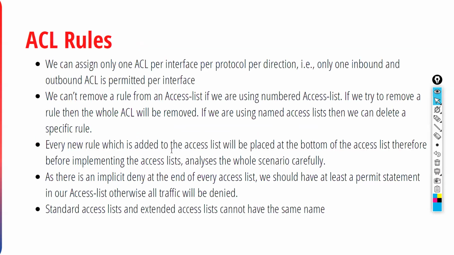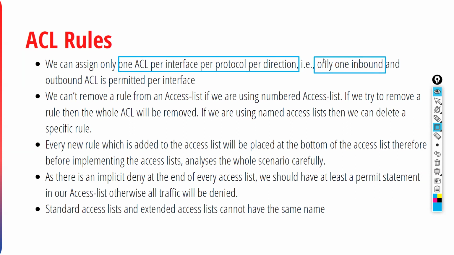Then there are certain rules. So what are these rules? You can assign only one ACL per interface per protocol per direction. That means you can have only one ACL in the inbound direction and only one in the outbound direction. So in one direction, you can apply only one ACL. If you try to apply more than one, it will override the previous access control list. So that means the old ACL will be removed and the new ACL will be effective.